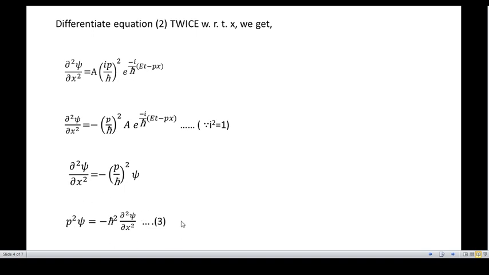So this is an important equation, just like equation 2. You should remember this equation also. p square psi is equal to minus h cross square dou square psi by dou x square.